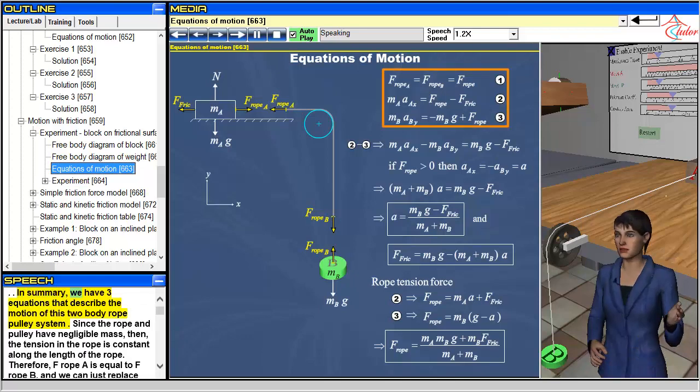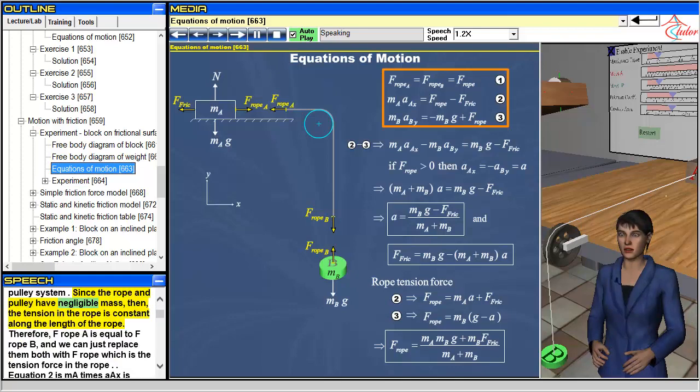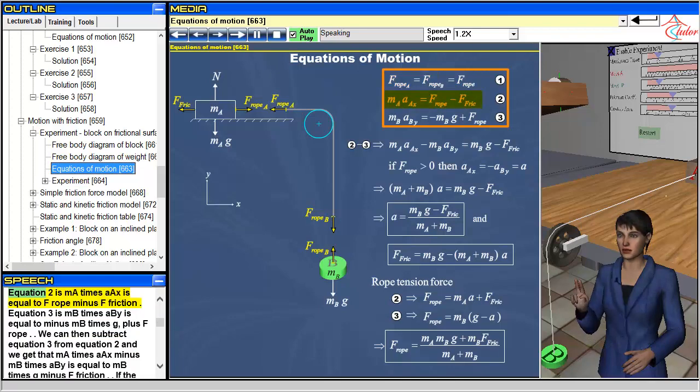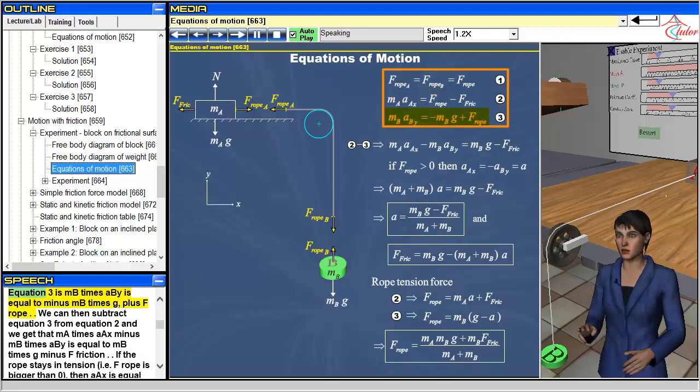In summary, we have three equations that describe the motion of this two-body rope pulley system. Since the rope and pulley have negligible mass, the tension in the rope is constant along the length of the rope. Therefore, F rope A is equal to F rope B, and we can just replace them both with F rope, which is the tension force in the rope. Equation 2 is Ma times Aax is equal to F rope minus F friction. Equation 3 is mb times aby is equal to minus mb times g, plus F rope.